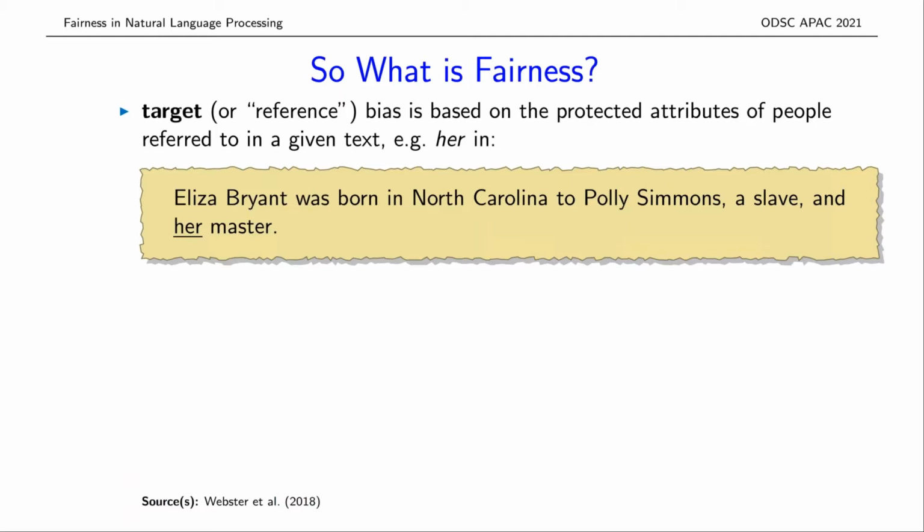So you've got an excerpt here, a slightly confronting one relating to slavery, but taken from what's called the GAP data set relating to co-reference resolution. We have the pronoun "her" underlined here. The question is, does "her" here refer to either Eliza Bryant or Polly Simmons? The observation in the GAP data set was that for male pronouns in English, the accuracy for co-reference resolution systems tended to be higher than for female pronouns. So the fairness here is relative to how language is used and who is referred to in the language, where you're observing disparities.